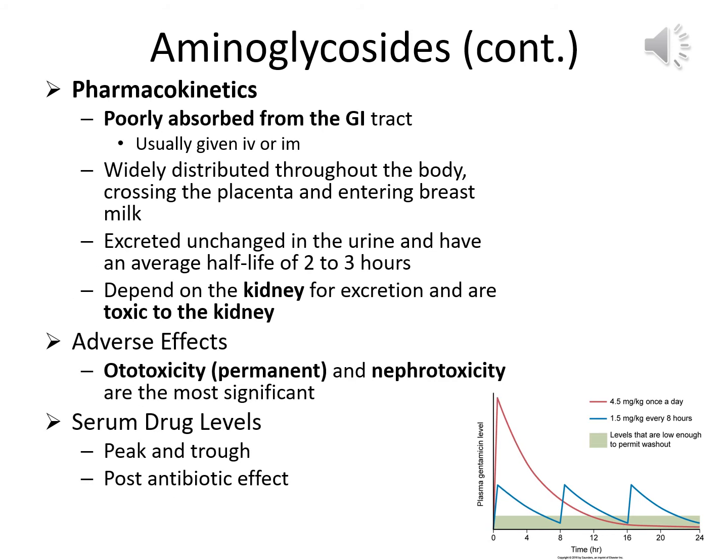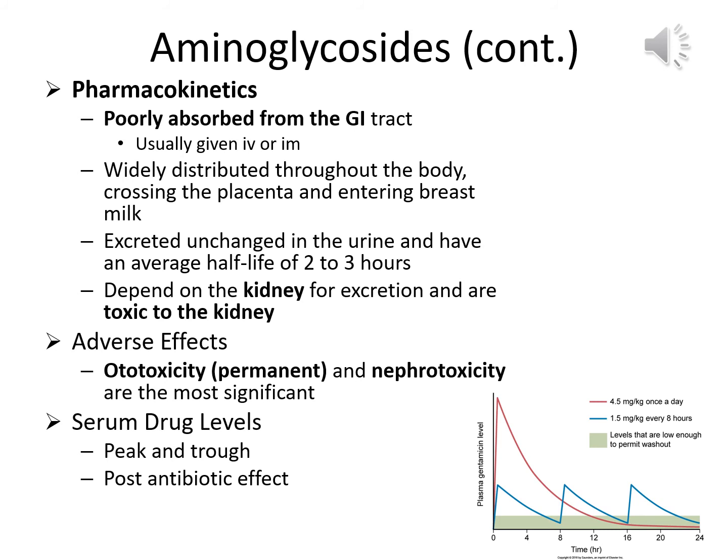Not only are they toxic to the kidney, but they're also toxic to the ear. We'll call that ototoxicity, and this ototoxicity is actually permanent. So we can have permanent hearing loss based on this. In fact, about 2 to 10% of patients experience ototoxicity, and about 6 to 10% of patients on these drugs experience nephrotoxicity. So these are very, very common adverse effects that we see.